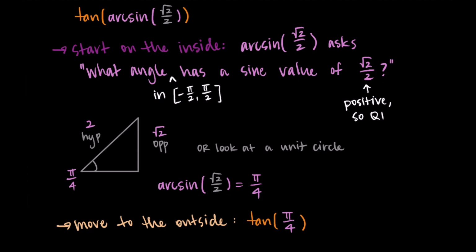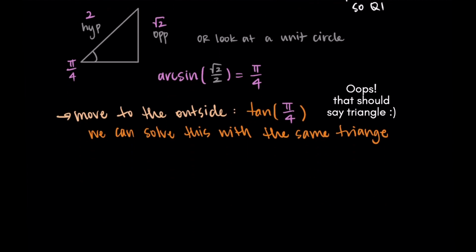So now tangent of pi over 4 is just like an older problem that we've seen before, and so we're just going to solve this. Part of why I like drawing the triangle is that you can use this same triangle now if you'd like, or you can also use the unit circle too and do y over x, that's also fine.